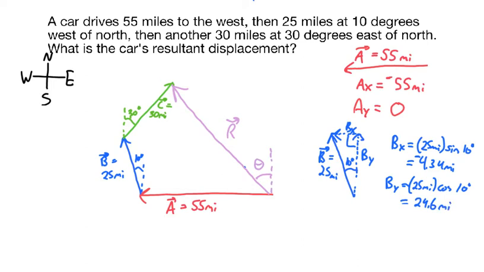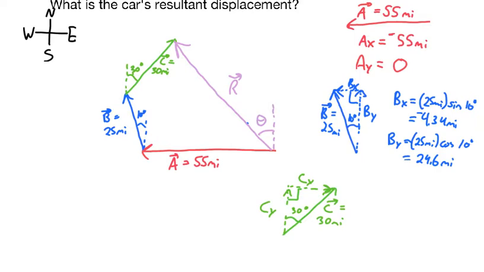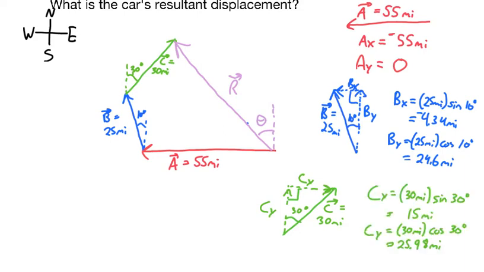And now for vector C. Vector C points up and to the right, so I'm dividing this up into how far up and how far to the right that vector takes us. To get Cx, again, I'll use sine of 30 degrees equals Cx over 30. To get Cy, I'll use cosine of 30 degrees equals Cy over 30 miles. And then I'll get, for my answers, 15 miles for the x direction and 25.98 miles for the y direction.